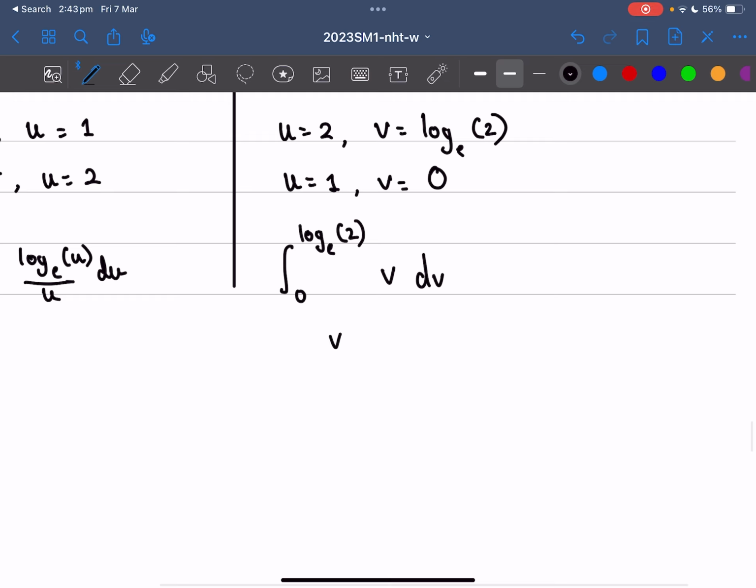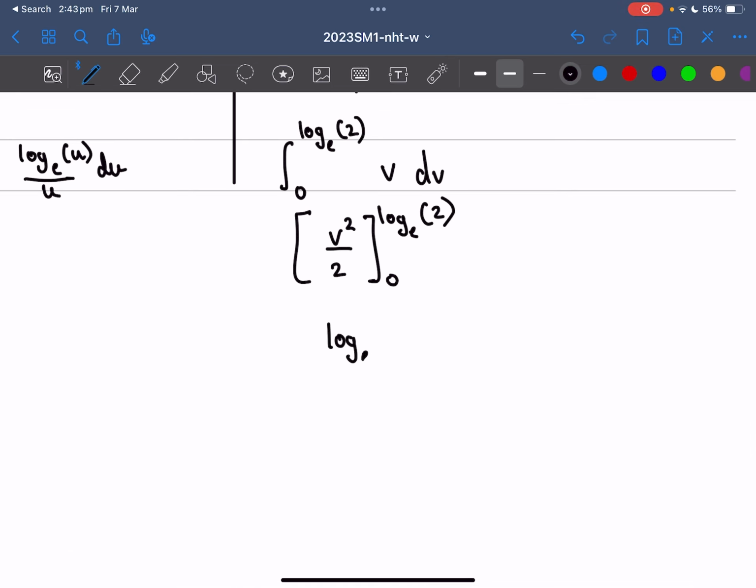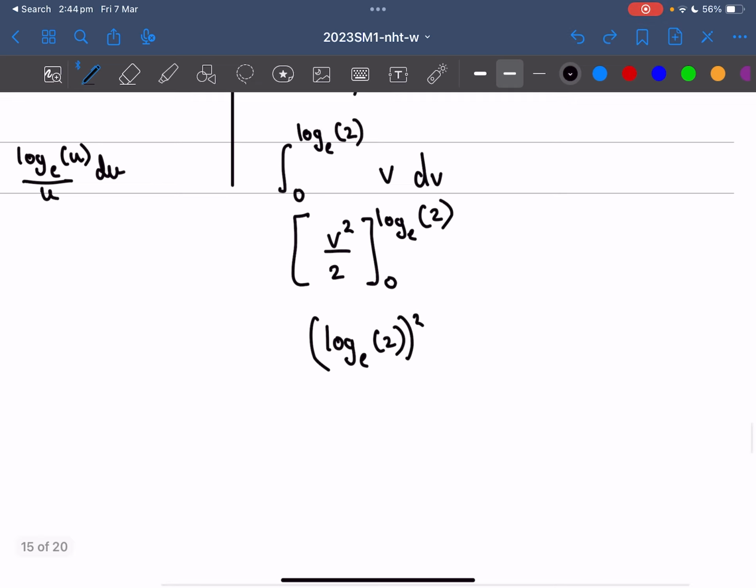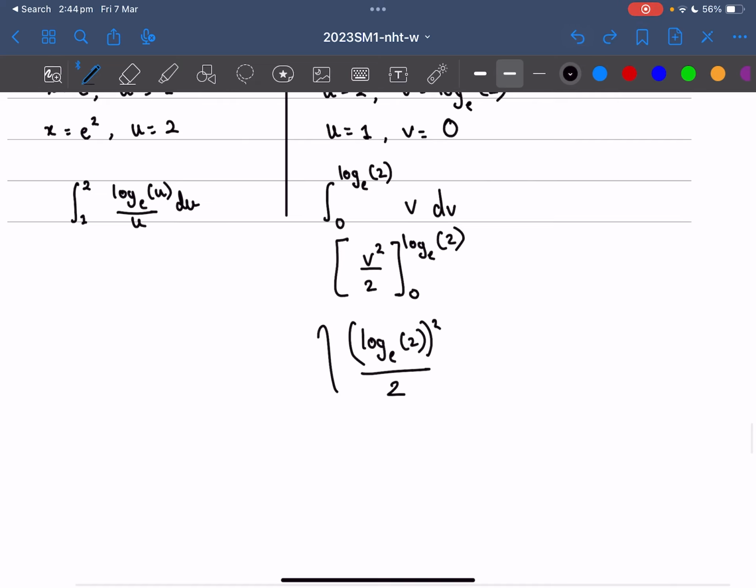All right, so this would become v squared on 2, from 0 all the way to log base e of 2, and then whole squared, and then take away 0, on 2. So this is going to be our answer for this question over here. Okay, log base e of 2 whole squared divided by 2.